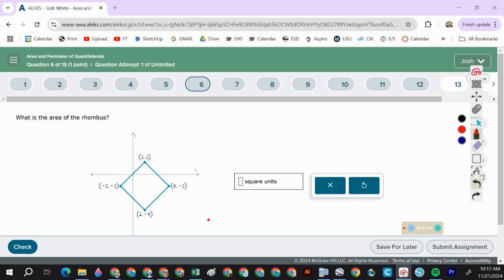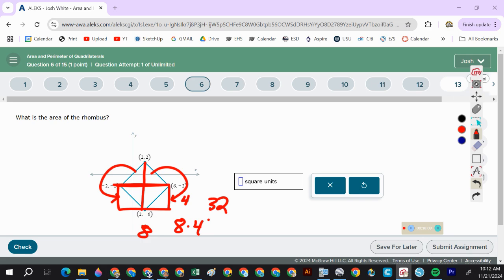All right. So this rhombus, this piece can go here, and this piece can go here. So all I need to know is this length times this length. So from -2 to 6, the base is 8. And from -2 to -6 is 4. So the area of this rhombus is 8 times 4, which is 32 square units.